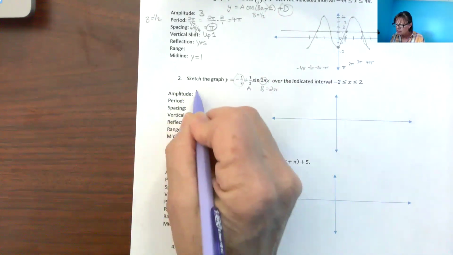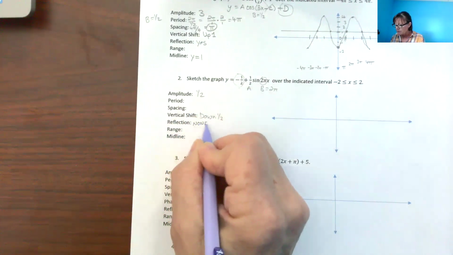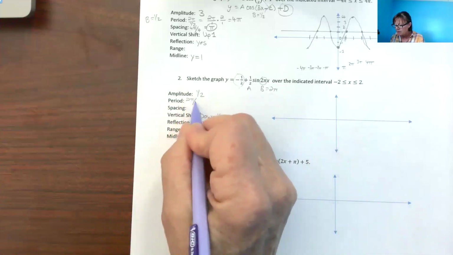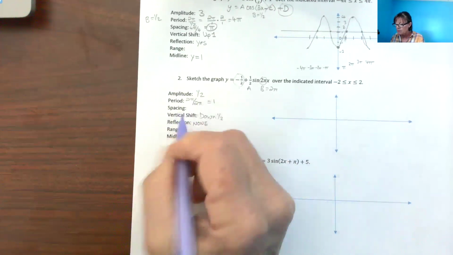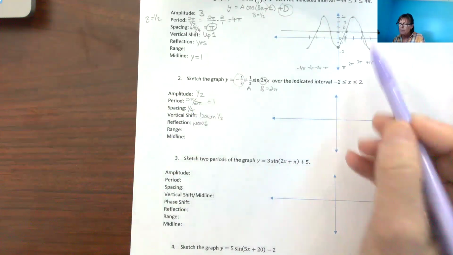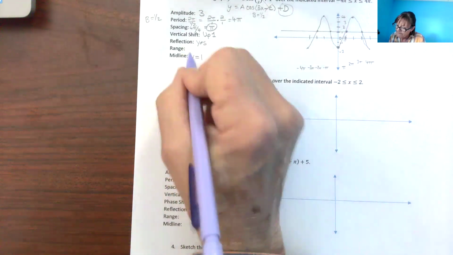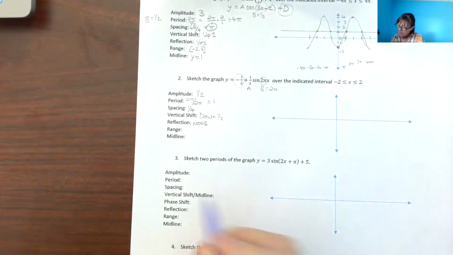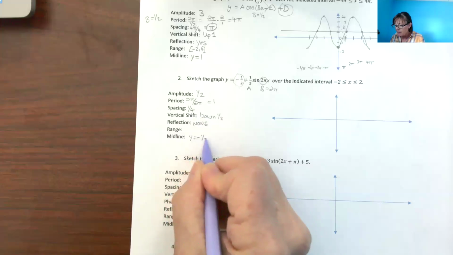The amplitude is 1/2. It is not negative, so there's no reflection. Okay, the value of B is 2 pi. So the period is 2 pi divided by 2 pi, because this is B, so it's 1. And the spacing is going to be whatever that is divided by 4. So it's 1/4. Oh, I'm sorry. Let me hop back up here. I didn't do the range, did I? The range is from -2 to 4. That's the range. Okay. The midline is whatever the vertical shift is. So it's y is -1/2 for this one.